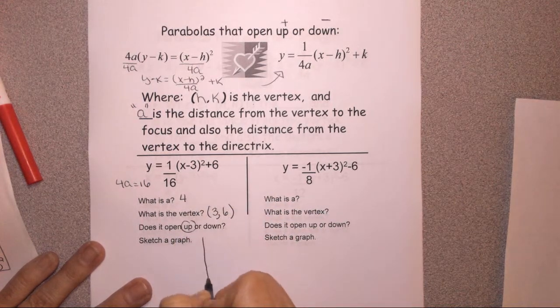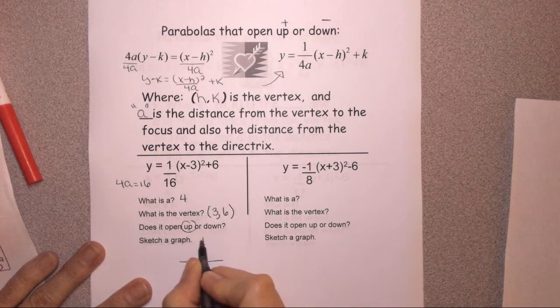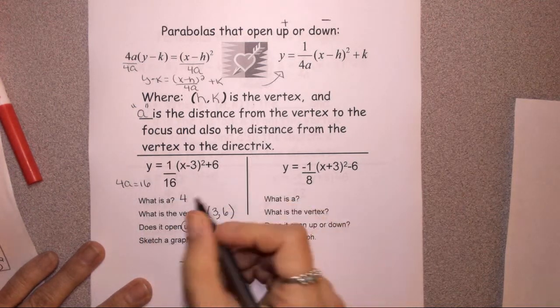And then they want me to do a little sketch. And when I say sketch, I really do mean sketch. So I'm going to go 1, 2, 3, 1, 2, 3, 4, 5, 6. So I've got a vertex right here. Okay, it's going to open up.